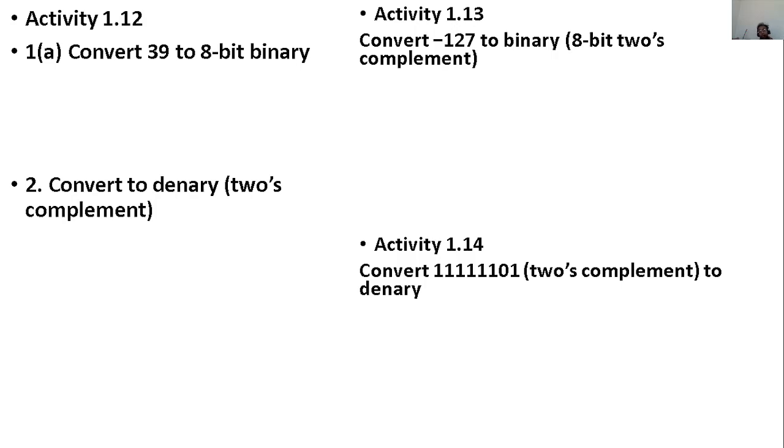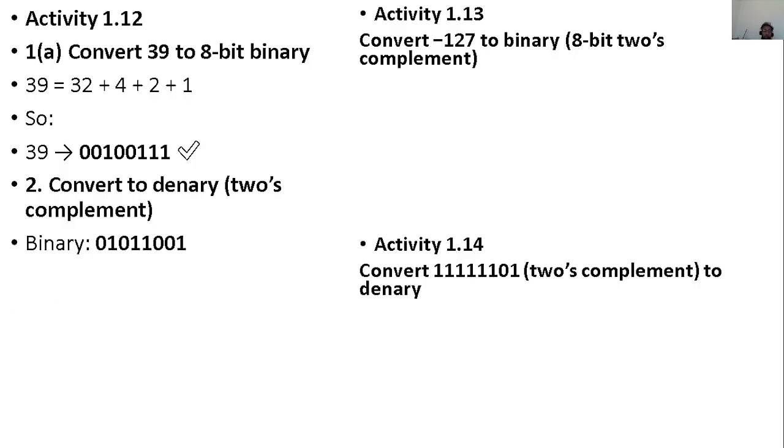Now we have to convert 39 to 8-bit binary. 39 will be converted to 8-bit binary by using the table method. You can study that in lecture 1 and lecture 2. Convert to denary. Now we have to convert that into 2's complement. Let's take the 2's complement of this number. In order to take the 2's complement, we are inverting the bits. 1 0 1 0 0 1 1 0, it will become.